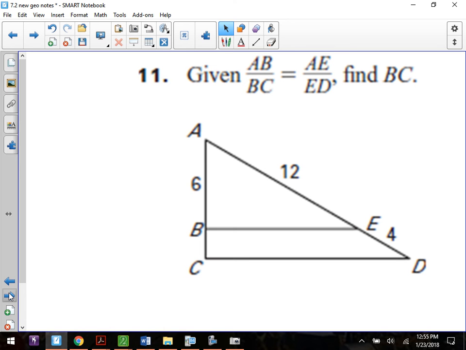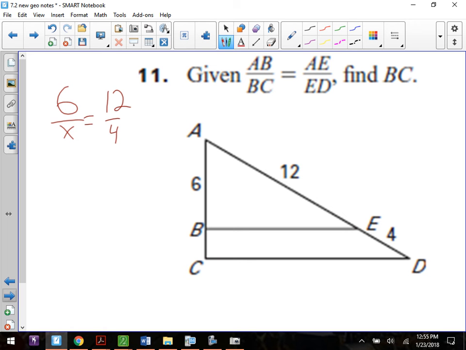So, like I say, all you have to do here, guys, is read what they're giving you, fill in the blanks. Well, that means it's 6 over something. Could I have written BC? Sure, it doesn't matter. Is 12 over 4. Well, cross multiply.